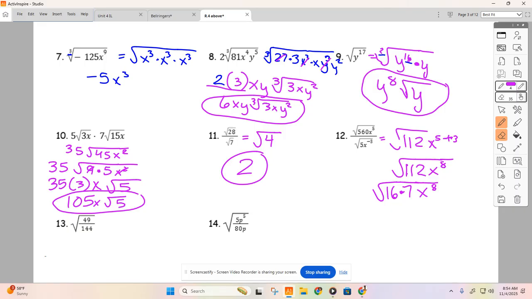All right, so now the square root of 16 is 4. The square root of x to the 8th is basically 8 divided by 2, which gives me x to the 4th. What's left underneath is 7.